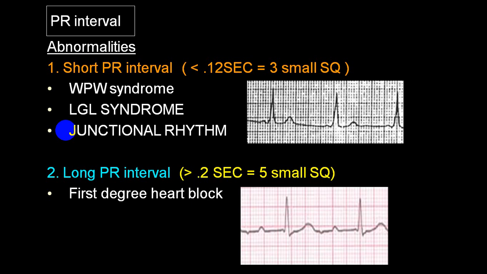While long PR interval, where the PR interval is more than 0.2 second, or that is more than 5 small squares, we'll call that a heart block. And this is characteristic of first degree heart block. We'll be talking in detail in the blocks, but we'll talk a little bit regarding first degree and second degree AV blocks.